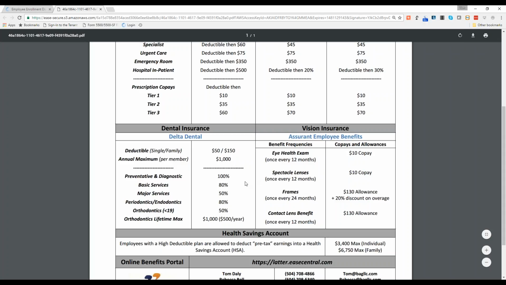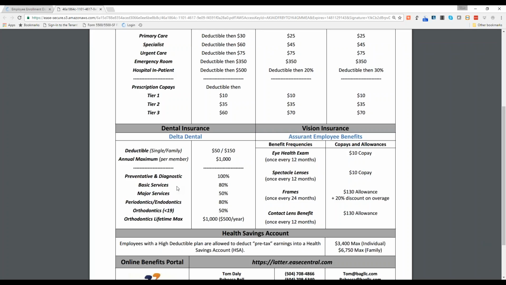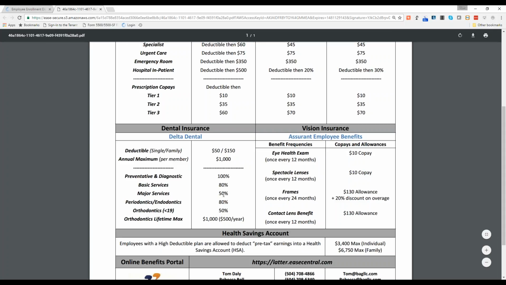So you have preventative services covered at 100%, basic services, which are going to be like fillings or simple extractions, are going to be covered at 80%. You do have to pay a $50 deductible first, and then the insurance company pays 80% and you're responsible for 20%. For major services like bridges or crowns, that's a 50/50 cost share after a deductible has been satisfied. Similar to the medical insurance, the deductible is satisfied once per calendar year.